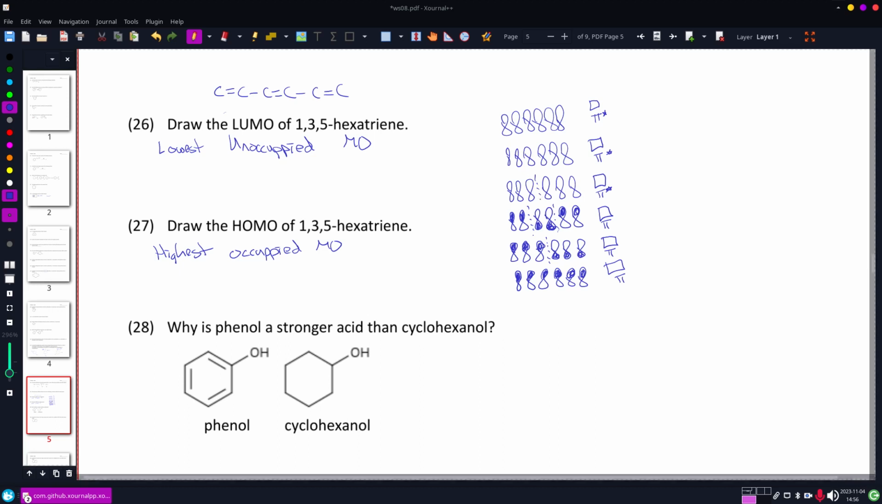This next one has 3 nodes. I'll end up putting them like that. Then we have 4 nodes. And the top one has 5 nodes, one between each one of these p orbitals. So these fully alternate.